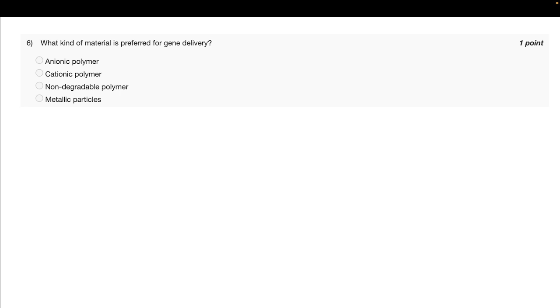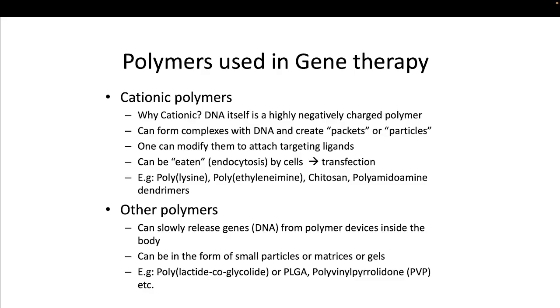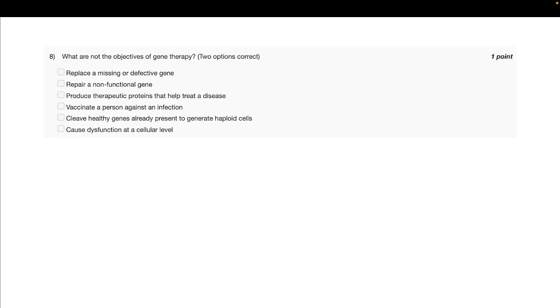Next was, what kind of material is preferred for gene delivery? Cationic polymers. Correct, because they are positively charged and your DNA is negatively charged, so they can form a complex. Yes, absolutely right. Were you there for this? What are not the objectives of gene therapy? The last two. So we don't use gene therapy to cleave healthy genes. We don't want dysfunction at a cellular level. Rest of the options, yes, we do use gene therapy for these.